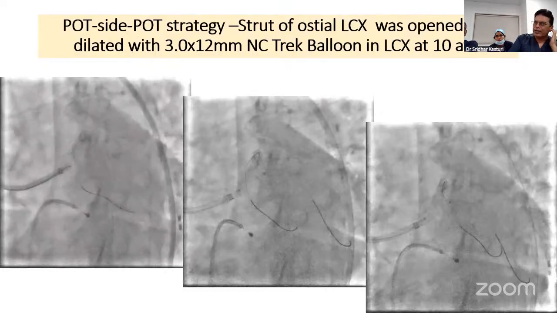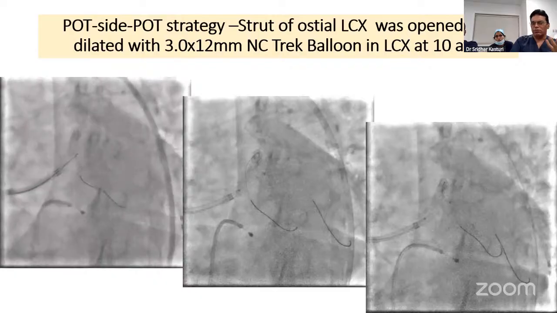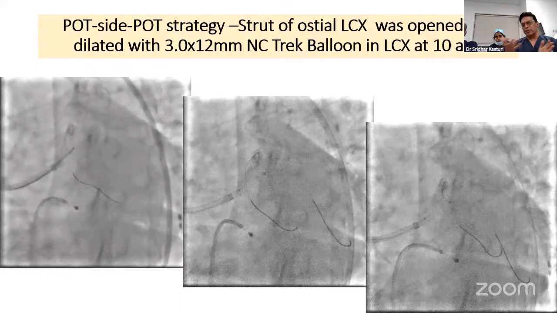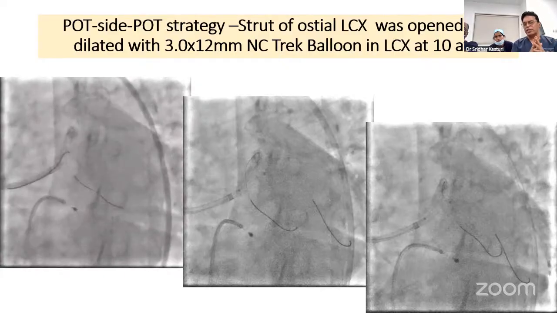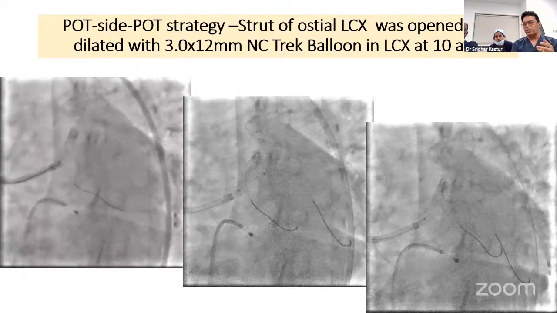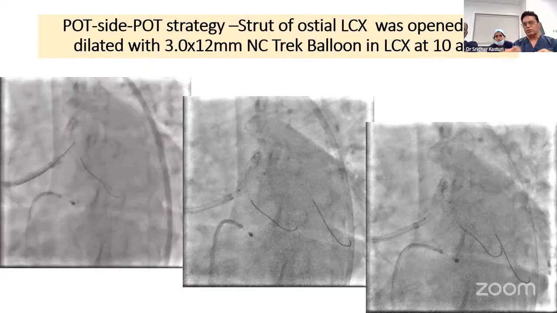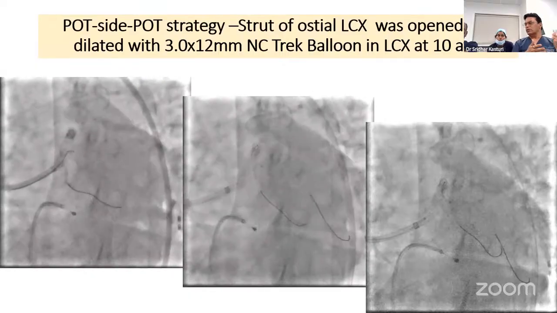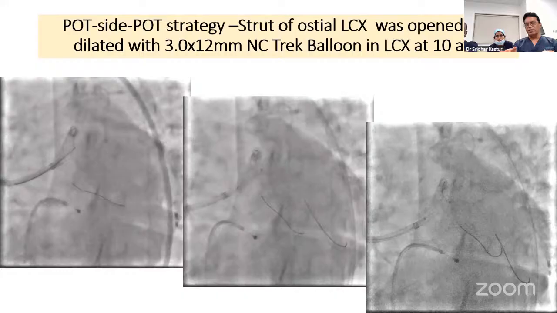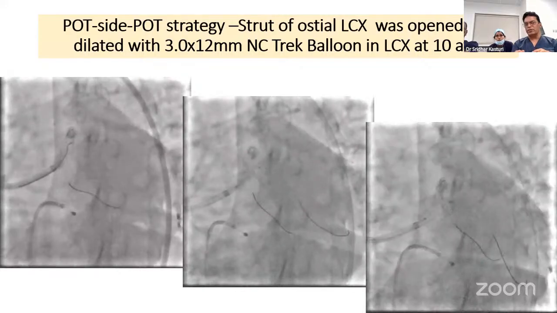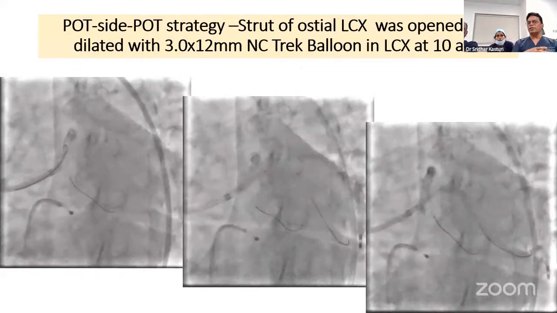Now after that, what are the strategies? You can enumerate: you want to go with a kissing balloon or different strategies, or POT-side-POT. Here, the provisional stenting is well recommended by the EBC, European Bifurcation Club recommendations. So either you can go with POT-side-POT. This is much more simpler compared to SKS. Just to cross the side branch, dilate the side branch struts, then repeat the POT. Initial POT, put the wire into the side branch and then put the balloon, open just 3-4 mm extending into the side branch, open the side branch, then perform the re-POT.